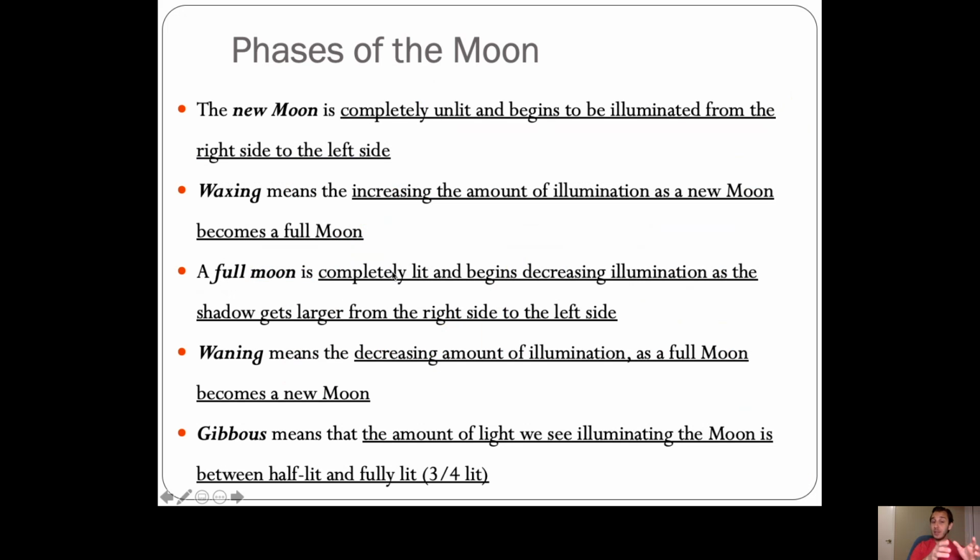A full moon is completely lit and then will begin to decrease illumination as the shadow gets larger from the right side to the left side. Now waning means we're decreasing the amount of illumination as a full moon becomes a new moon. Now the word gibbous means the amount of light we see illuminating the moon is between half lit and fully lit. So gibbous means 3/4 lit.